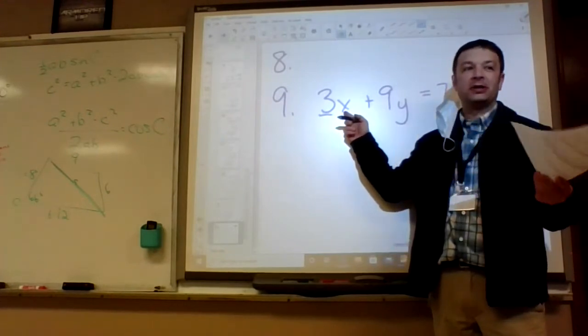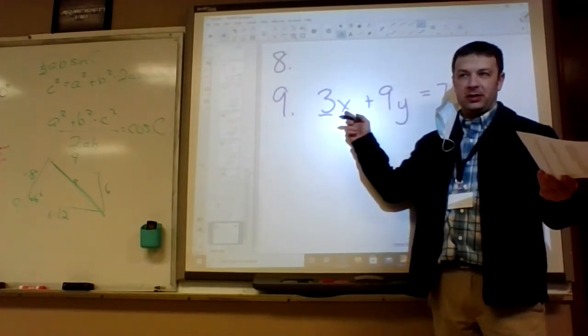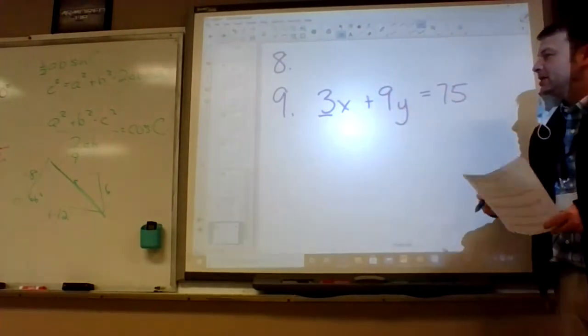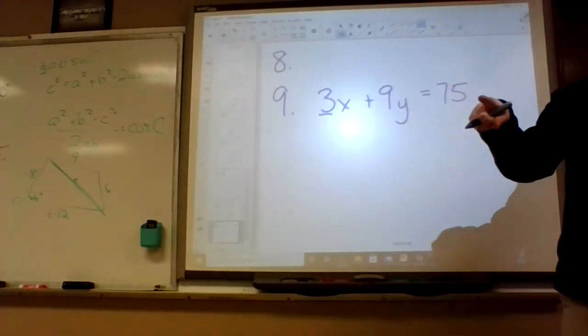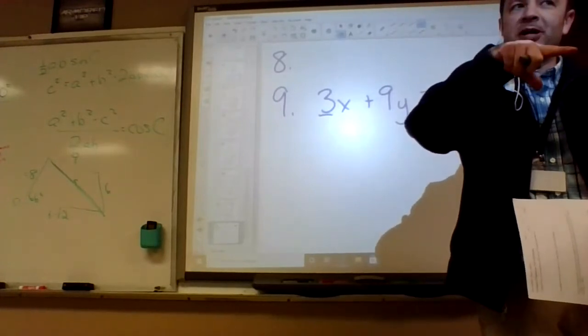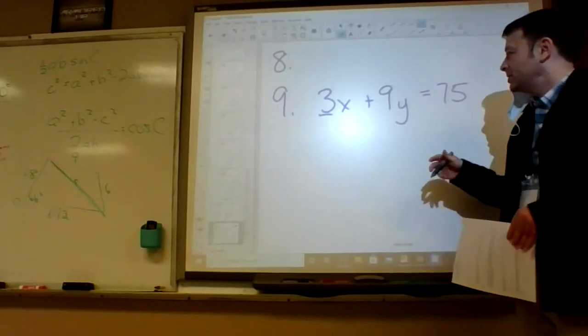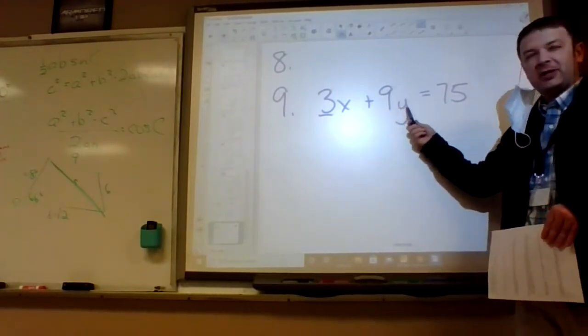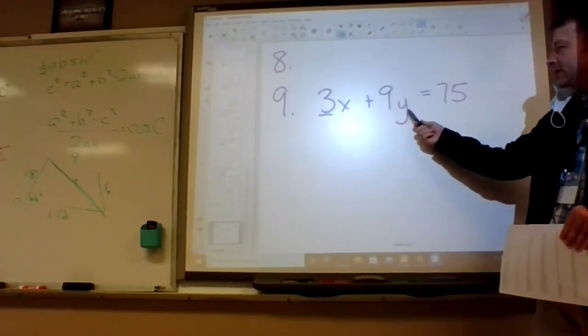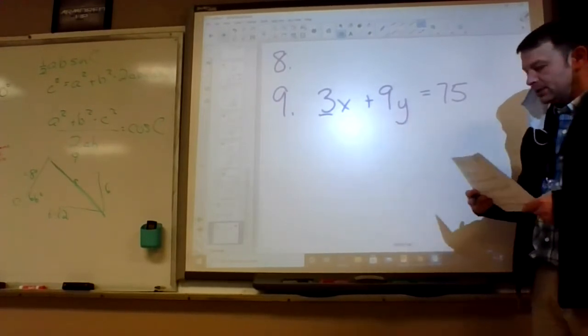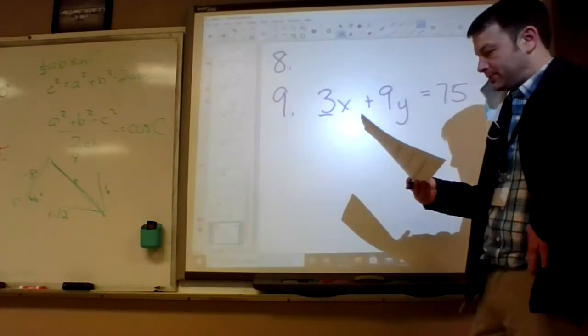X stands for how much a senior citizen ticket costs, right? That's right. So 3 senior citizens times how much they paid per ticket tells you how much money they made. 9 kids times the cost of a kid ticket tells you how much money came from the kids. And then Lydia, what would the second equation be?